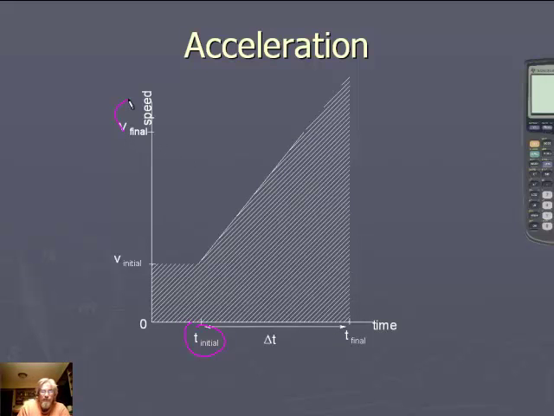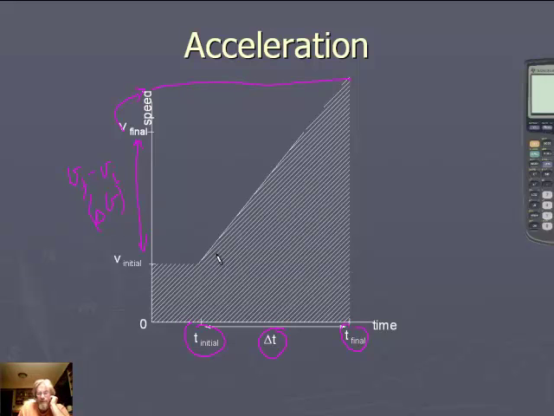Well, v final actually should be on this graph up here someplace to correspond with the velocity at time t final. So how much has time changed? Well, it's changed delta t. How much has speed changed? Well, it has changed delta v. V final minus v initial, or delta v.